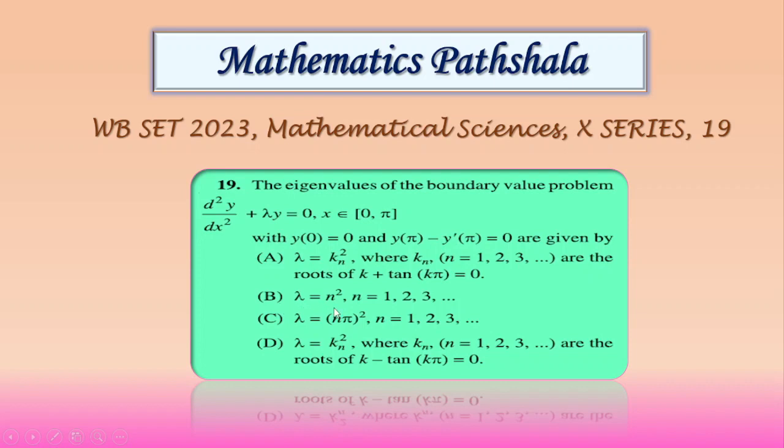Option B. Lambda is equals to n square where n is the set of positive integers. Option C. Lambda is equals to n pi whole square where n is the set of positive integers. And option D, lambda is equals to kn square where kn are the roots of k minus tan k pi is equals to 0. So, let's see.